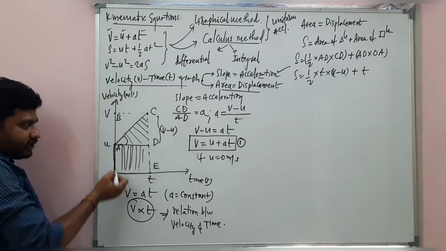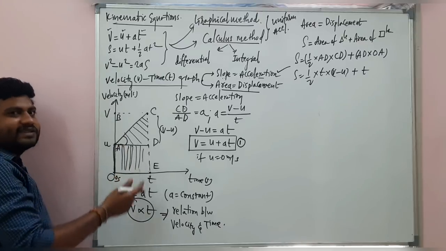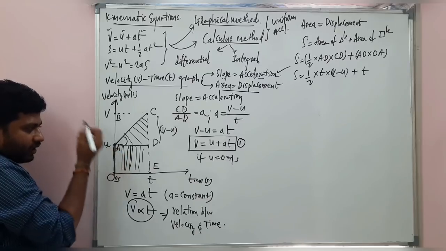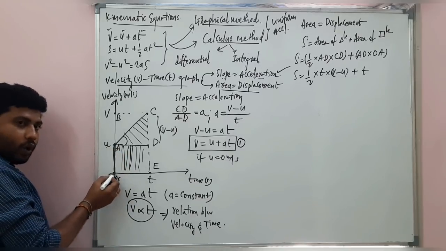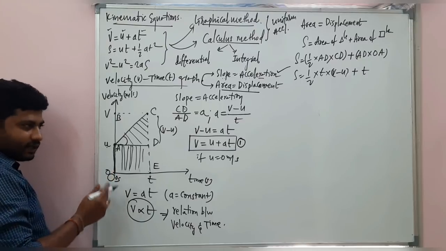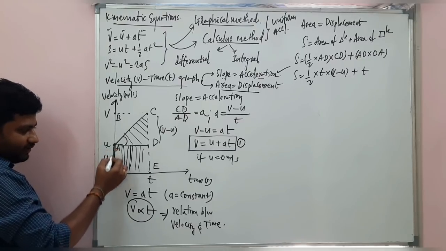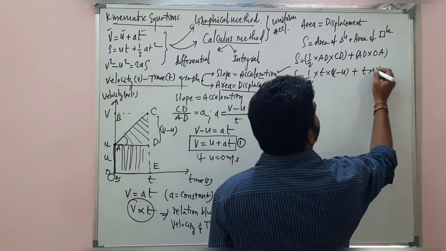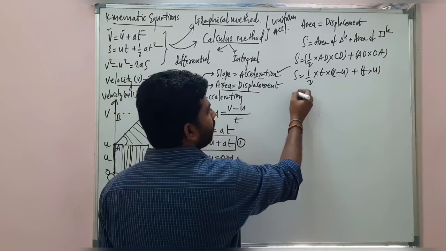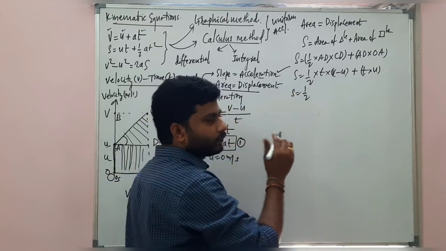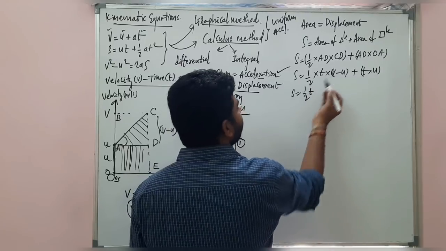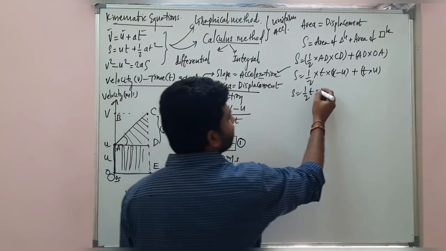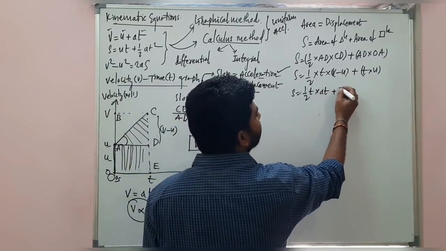This interval is along the y-axis. The y-axis is representing velocities. At A, its velocity is u. At O, velocity is 0. Understand? U minus 0 is u. This interval is u, so OA is u. Right? Now S is equal to half into T into V minus u. From the first equation, V minus u is equal to AT, right? So this is half AT into T, plus UT.